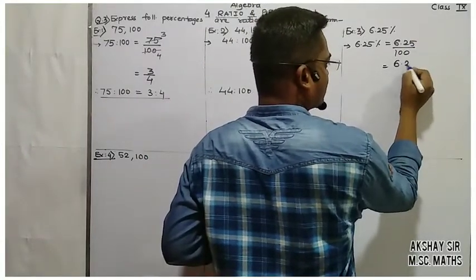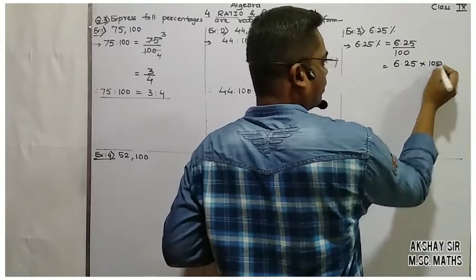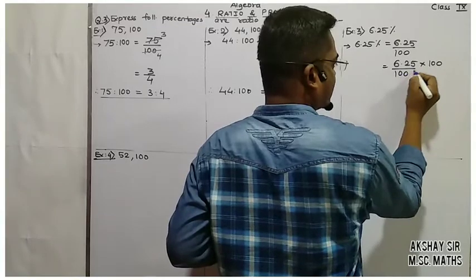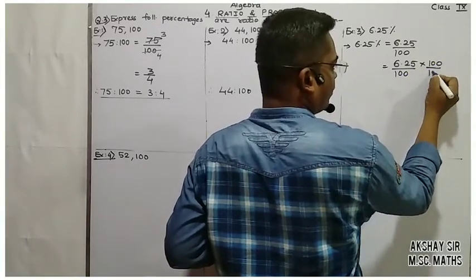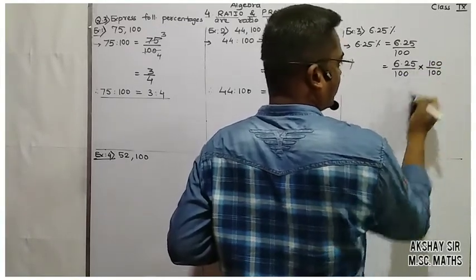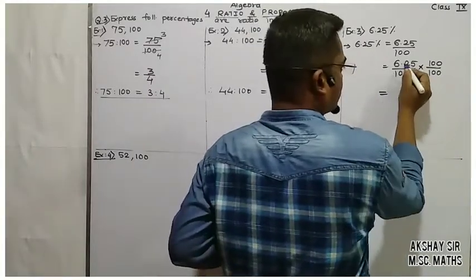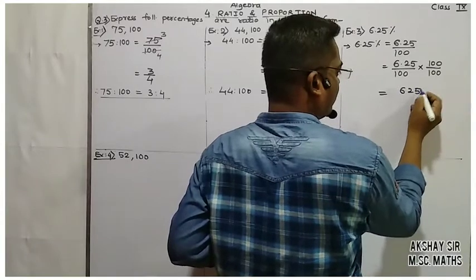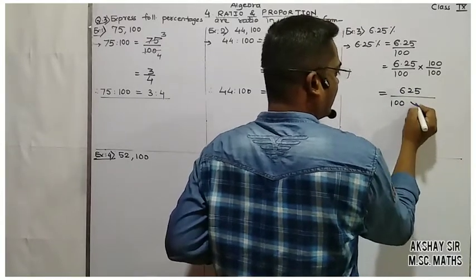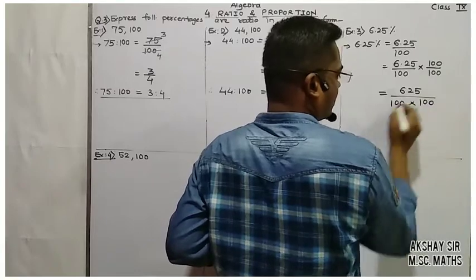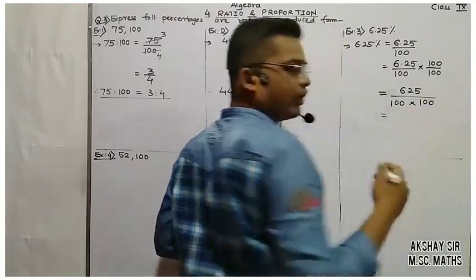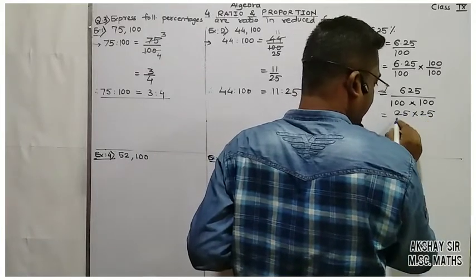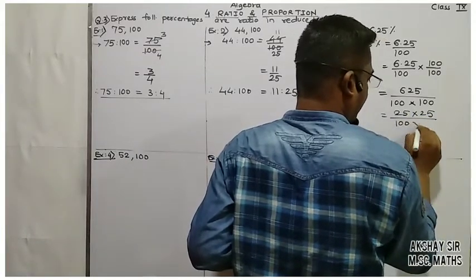So we can write it as 625 into 100. Since there are 2 digits after the decimal, I have taken 2 zeros here, upon 100 as it is. And as we have multiplied here, we will at the same time divide it. Okay. Now it will be easy to simplify. So 6.25 into 100 will give you 625 upon this 100 into this 100. Okay. Now 625 is, we know, the square of 25. So 625 can be written as 25 into 25, and the denominator 100 into 100.